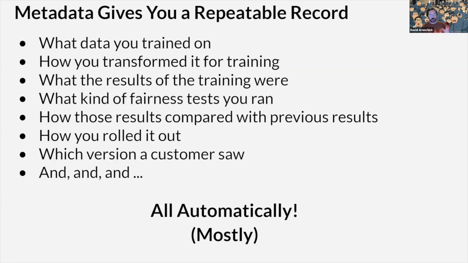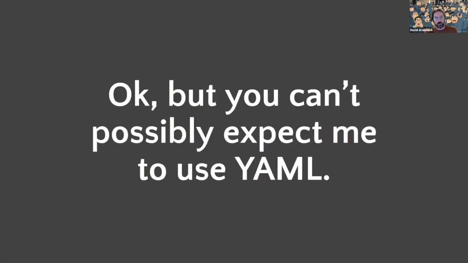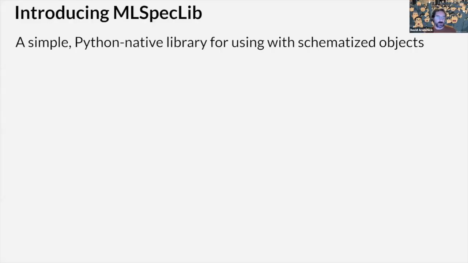So like I said, metadata gives you a bunch of stuff, what you trained on, how you transformed it, all this kind of stuff. But if you're using metadata and MLOps, you get a repeatable record automatically, mostly. It does take a little bit of work. So now you're saying, well, you can't possibly expect me to use YAML. And that's where I'm going to introduce ML-spec-lib. This is the library that I wrote. I'd love it if this was interesting to all of you. And it's certainly my view of the world. There are many other ways to approach this, but my hope is that we're able to help people move forward in this very simple way.